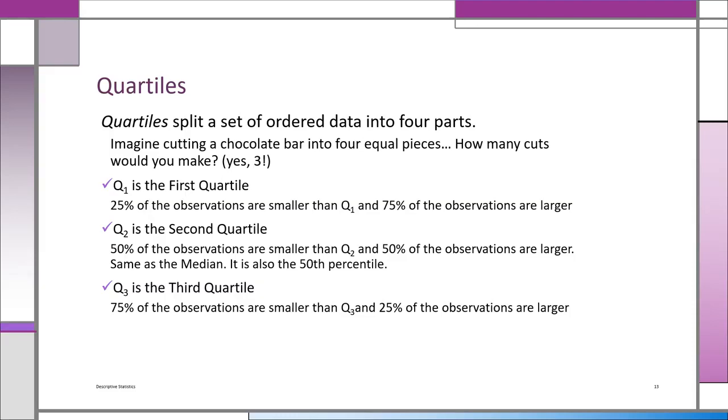Q2 is the second quartile. 50% are below it, and 50% are above it. In other words, it's the median. The second quartile is the median. It's also the 50th percentile. Finally, the third quartile: 75% of the observations are below Q3, 25% of the observations are above it, and that's why you can even call it the 75th percentile.